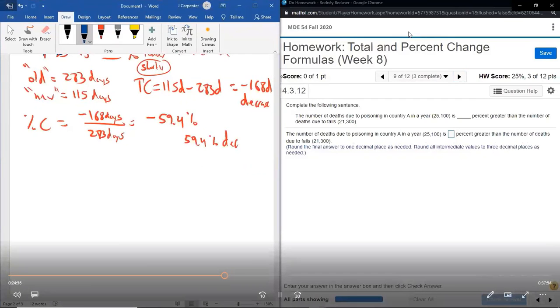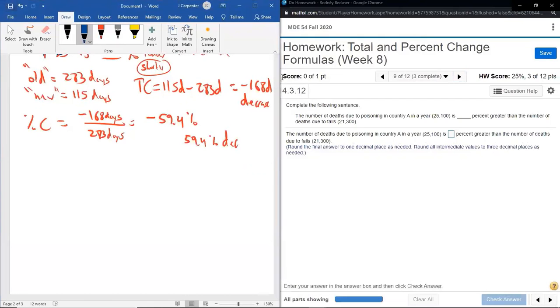No, they're not comparing country A to country B. They're comparing deaths due to poisoning versus falls. But the same idea, this is a category A and a category B. So which one are we going to call old and new? The number of deaths due to poisoning is blah, blah, blah percent greater than the number of deaths due to falls. So that tells us that the number of deaths due to falls is our baseline. That's our old. And then poisoning would be the new.